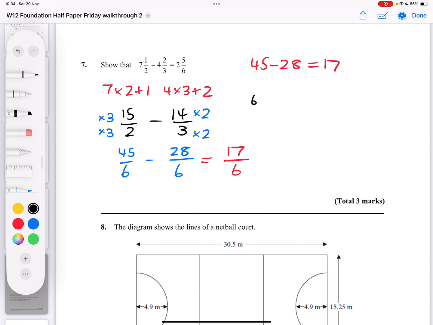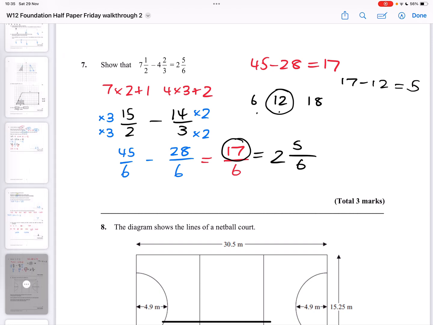If I list my multiples of 6, I can see that there's 2. And we got to 12, we're at 17. 17 take away 12 leaves me with 5/6 left over. And that's shown that the answer is 2 5/6.